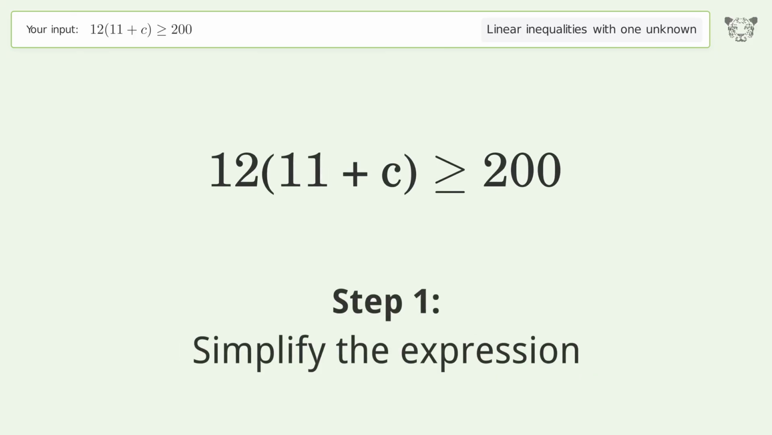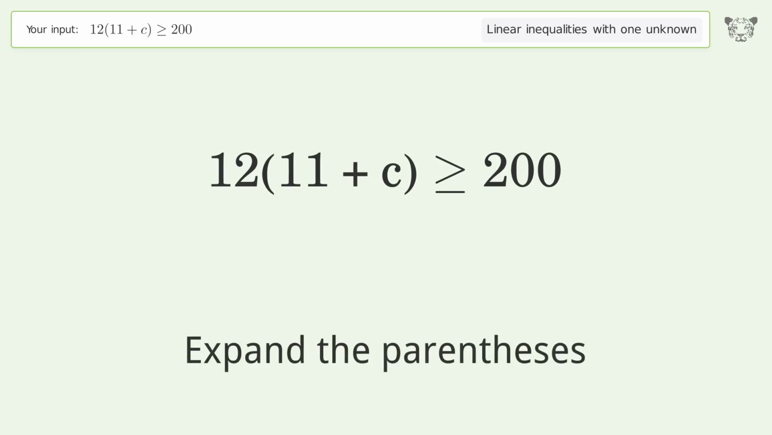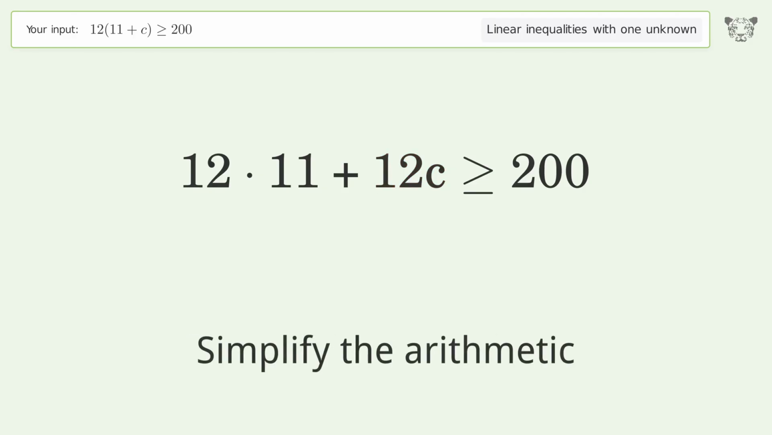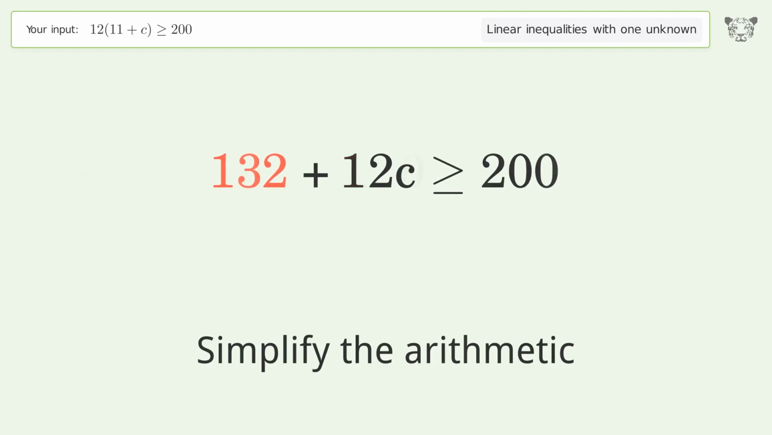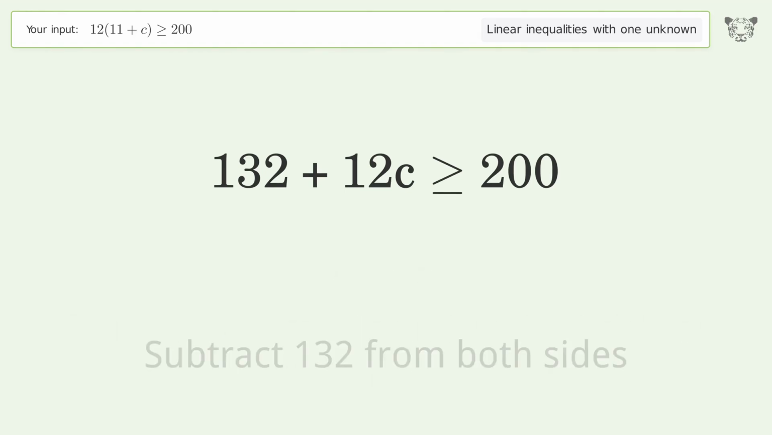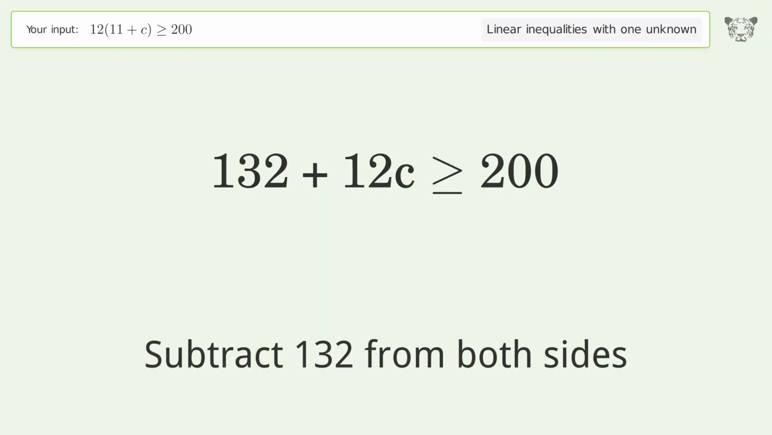Simplify the expression. Expand the parentheses. Simplify the arithmetic. Group all constants on the right side of the inequality. Subtract 132 from both sides.